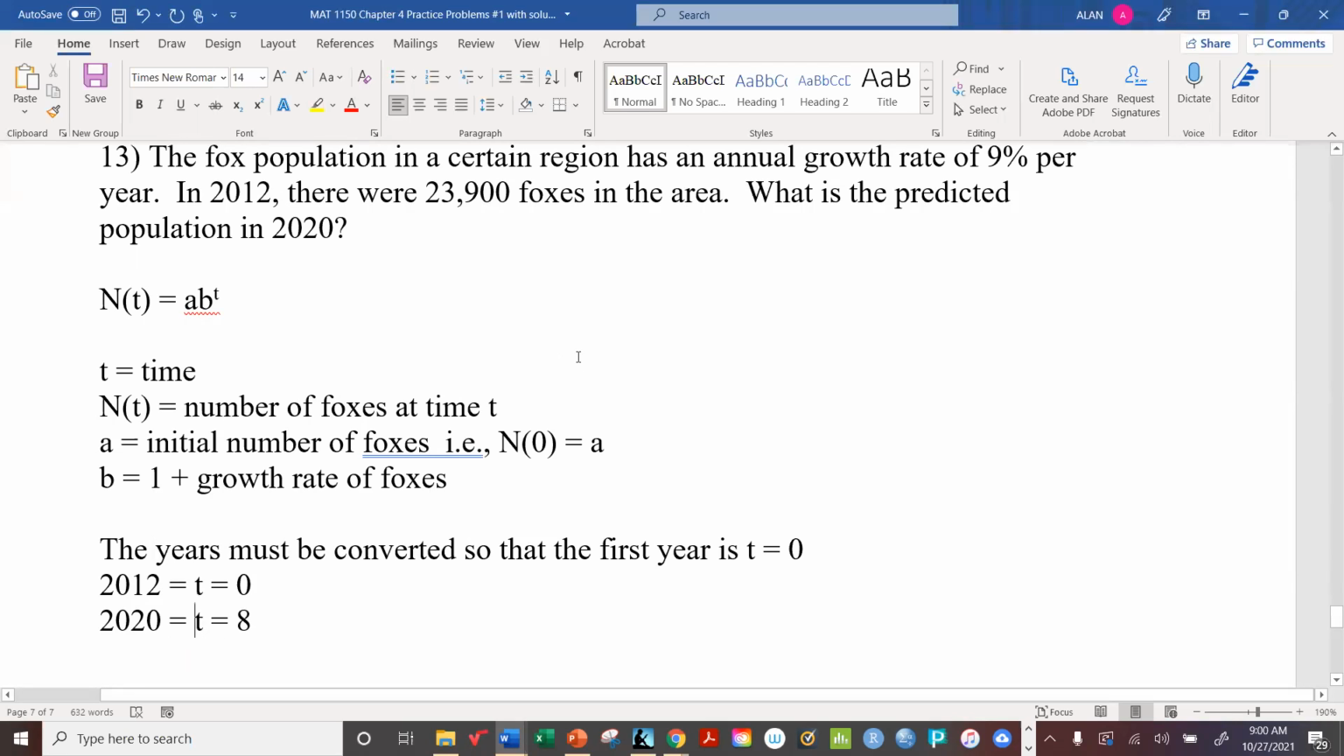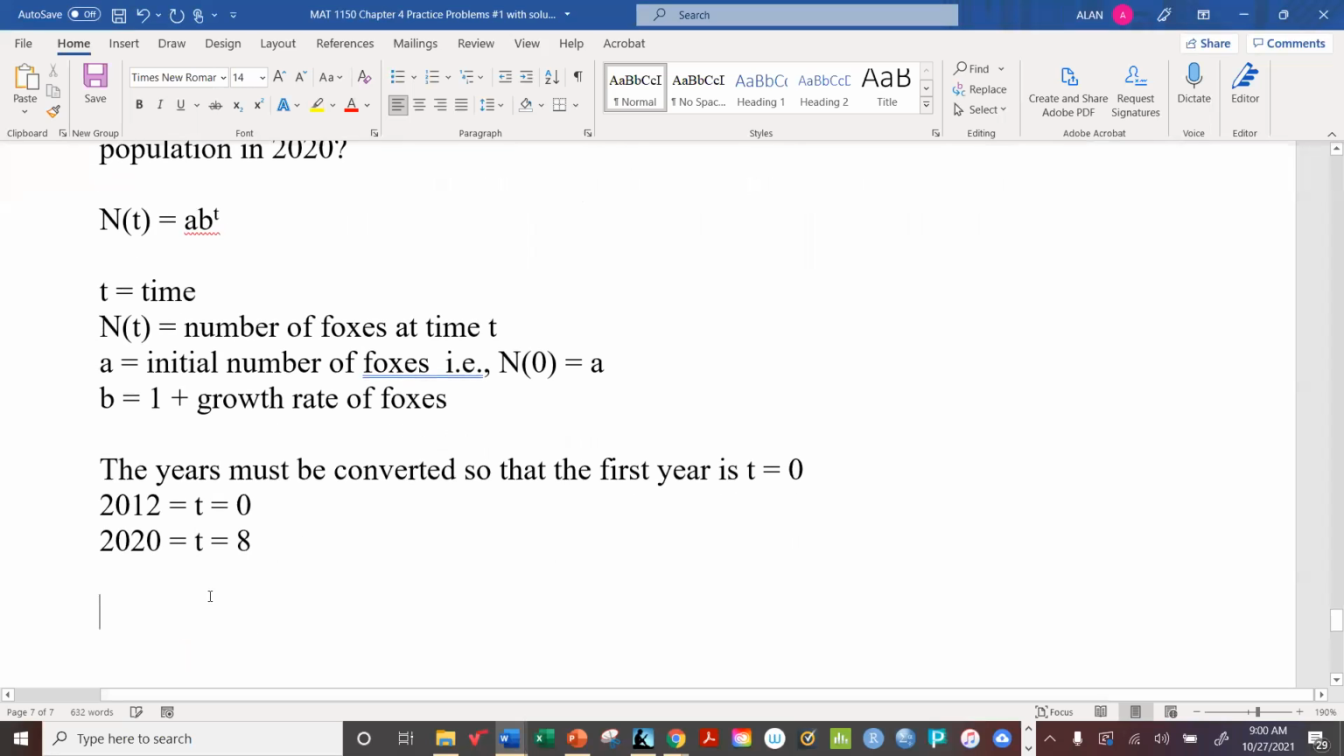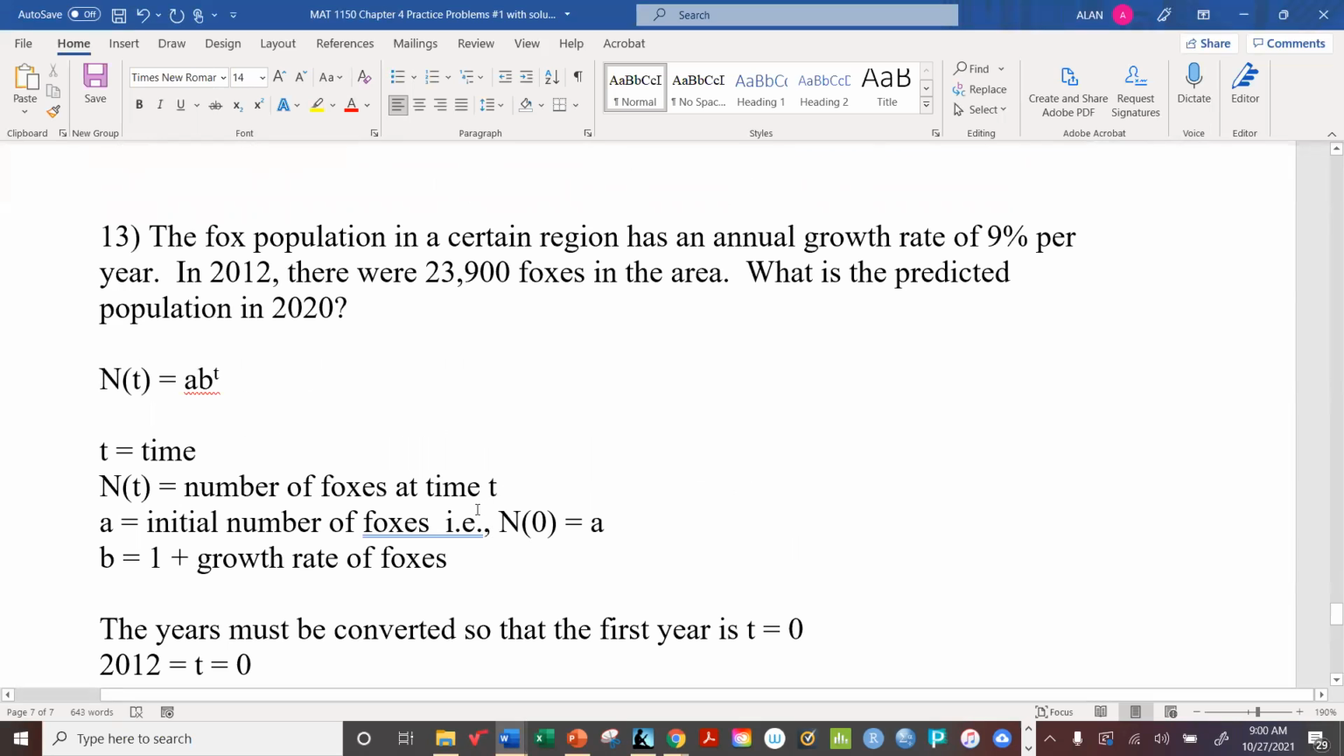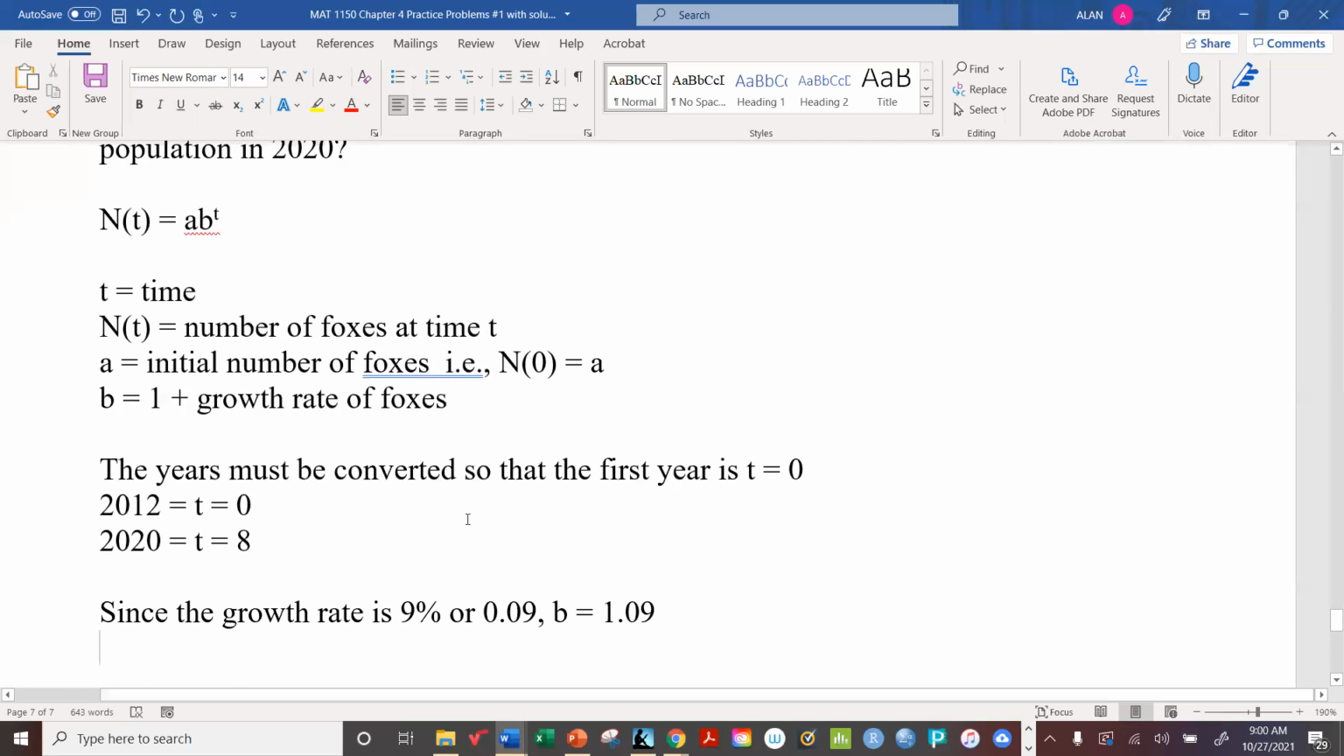So what have we been told? Well, let's see. The growth rate is 9%. Okay, so since the growth rate is 9%, or 0.09, b equals 1.09. Remember, b is actually 1 plus the growth rate. The initial number of foxes in 2012 is 23,900, so n of 0, which is the same thing as a, is 23,900.